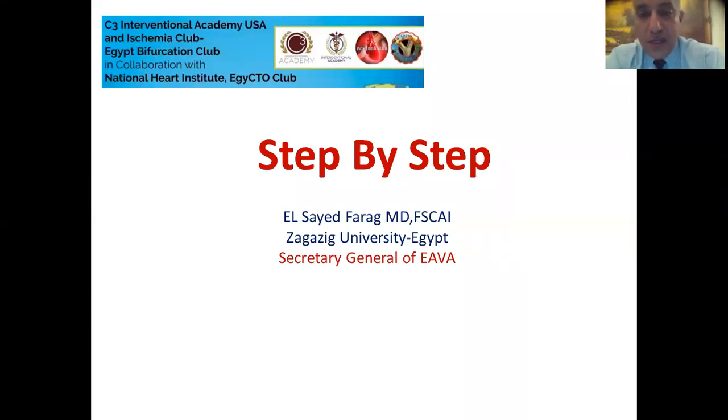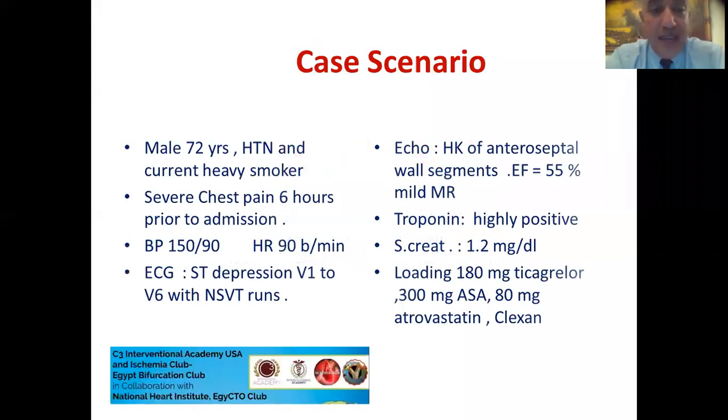My case today is a male, 72 years, hypertensive, current heavy smoker, who presented to me with severe chest pain 6 hours prior to admission. Blood pressure 150/90, heart rate of 90 beats per minute. The ECG showed at that time ST segment depression from V1 to V6.